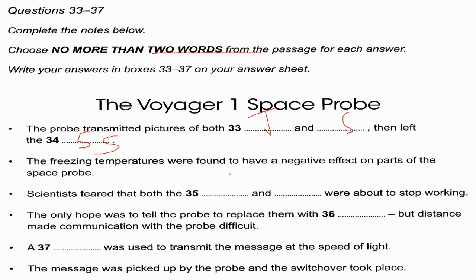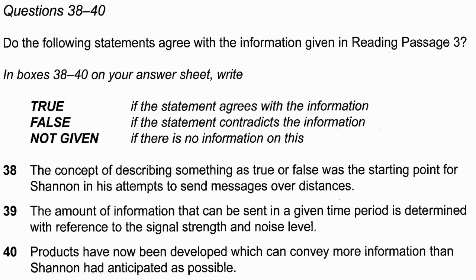Then we have the freezing temperature was found to have a negative effect on parts of the space probe. Scientists feared that both the dash and dash were about to stop working. So we have sensors and circuits, in either order. Then the only hope was to tell the probe to replace them with dash, that is spares, but distance made communication with the probe difficult. Then we have 37. The dash was used to transmit the message at the speed of light. It took 11 hours, so it is a radio dish, or antenna. The message was picked up by the probe and the switchover took place.